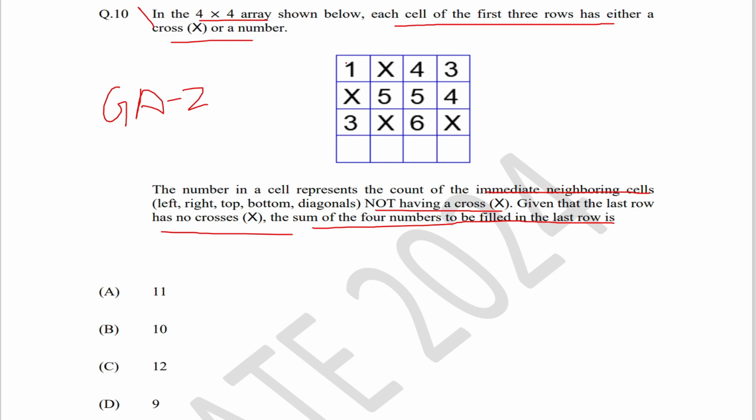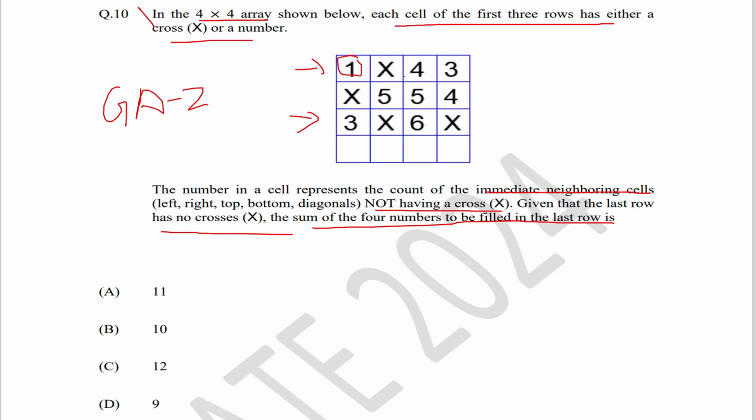So let us first understand how these numbers are filled. If you consider the first cell, look at the neighboring cells. How many numbers are present in the neighboring cells? That count will be the value in each cell. So if we consider the first cell, it has only one neighboring number, that is 5. The rest two are filled with crosses. Hence the first cell will have the value 1.